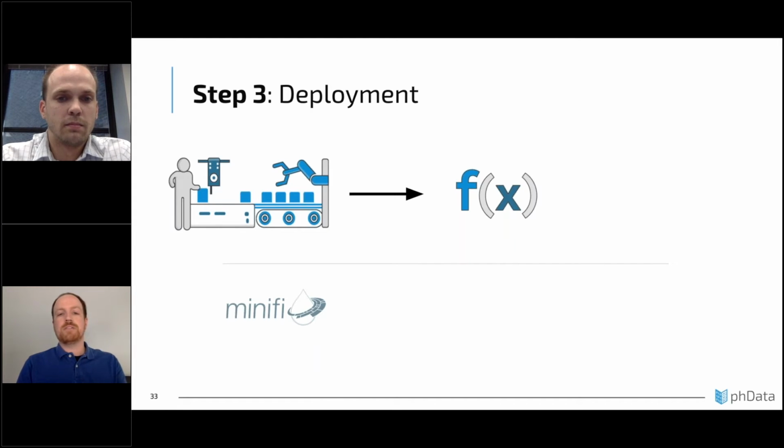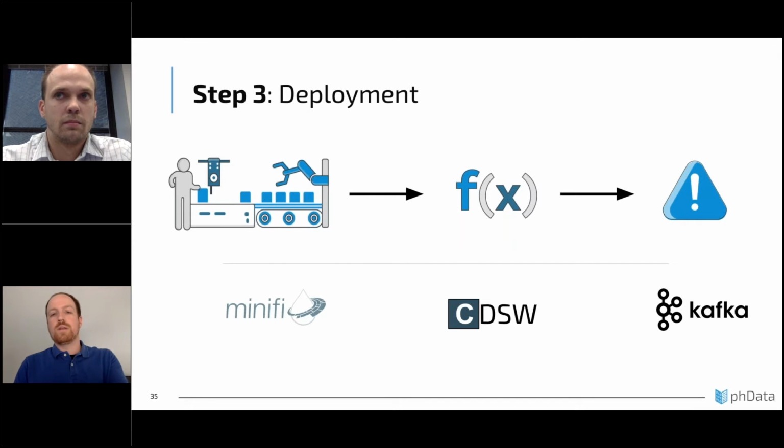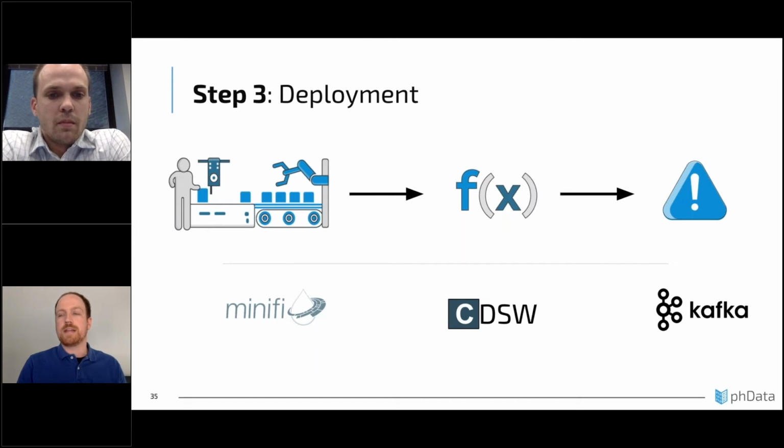So what we have is MiNiFi calling the CDSW function that we've deployed, and then once the determination has come back, if it's an error, we'll put it on a Kafka topic, so that the device gets routed a specific way, or an application can alert us on that. And also, it just tracks the feedback of what's being set up.